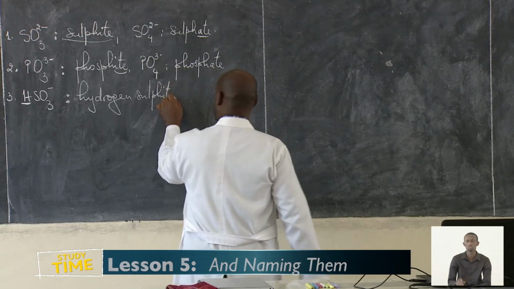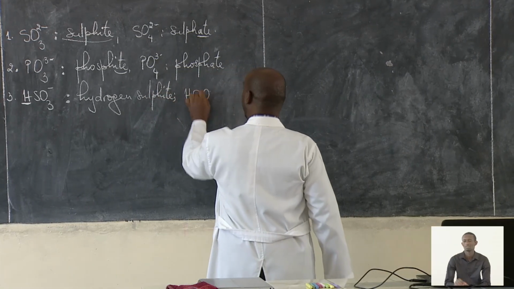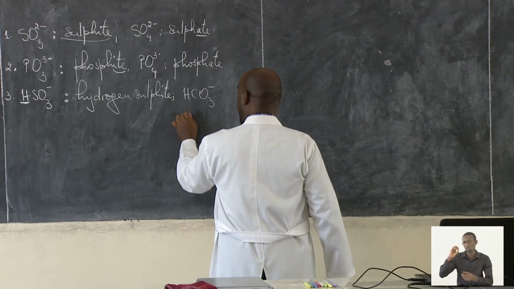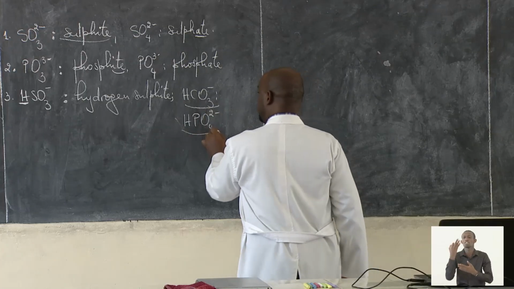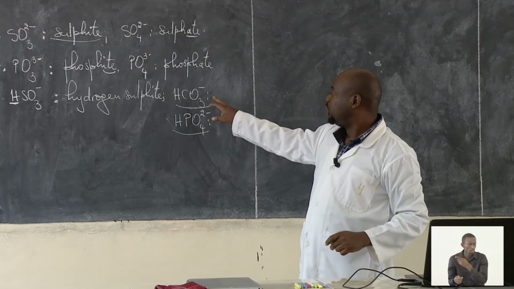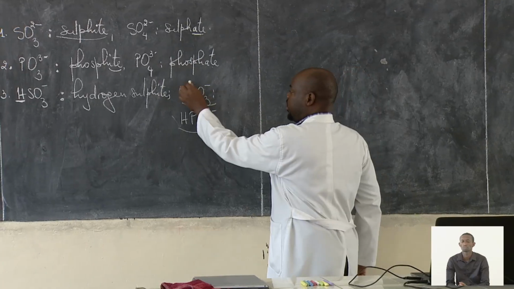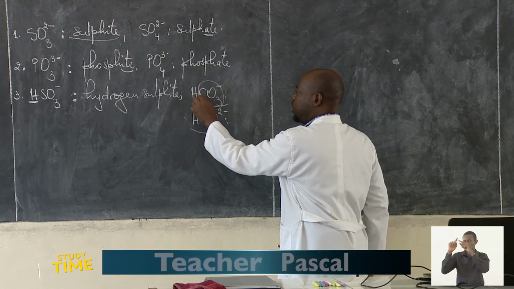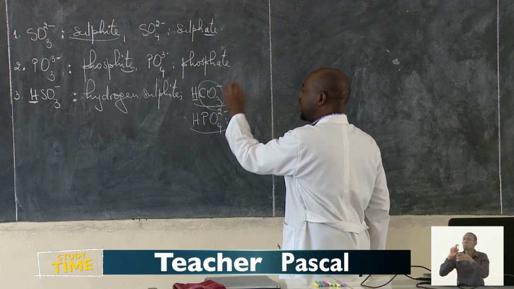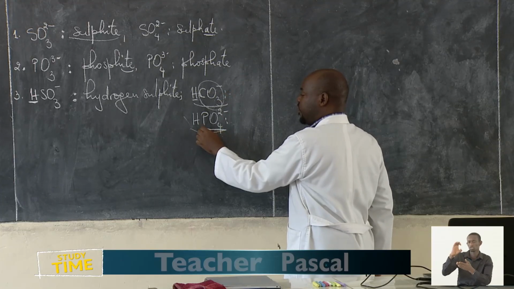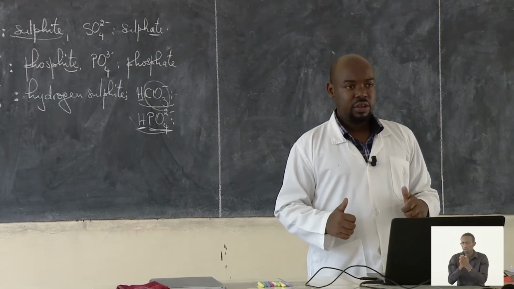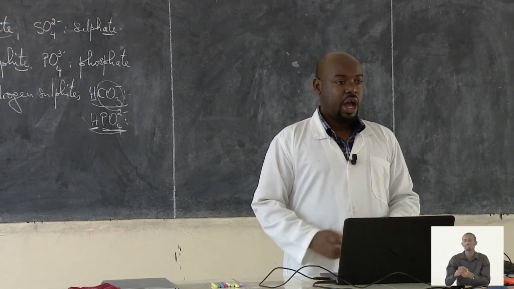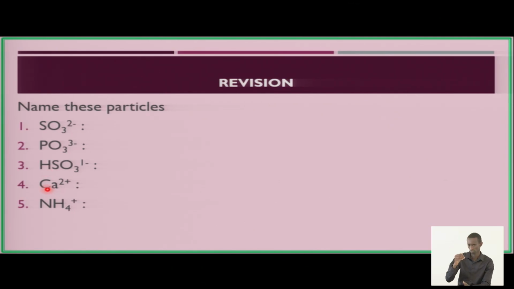You remember this with other particles like HCO3- or HPO4 2-. What is the name of this one? The part we have here is the carbonate. And when we add hydrogen, it becomes hydrogen carbonate. And with this one, the phosphate, if you add hydrogen, then it becomes hydrogen phosphate. All right? Good.